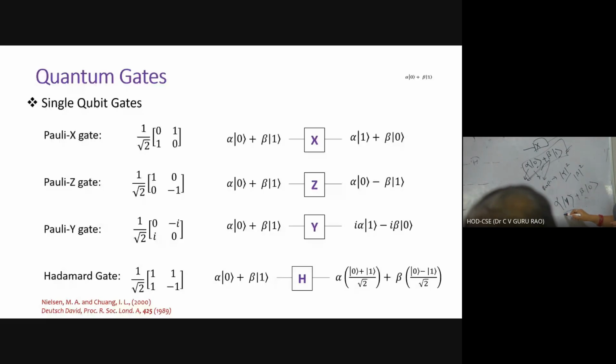Okay. Keep in mind that the amplitude stays intact. It just changes this particular state. This particular qubit, we can say, is flipped from 0 to 1 and 1 to 0. The X gate is simple. The Z gate is a phase flip gate. The X gate is a bit flip gate because it converts 0 to 1 and 1 to 0, a bit flip.